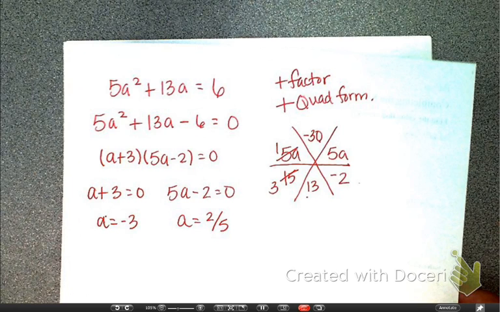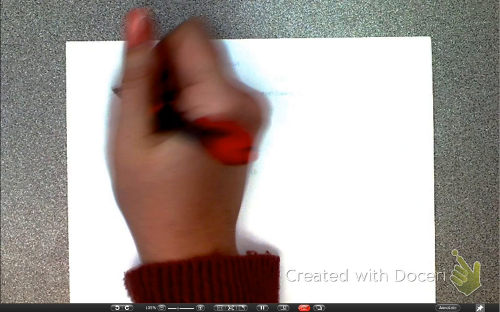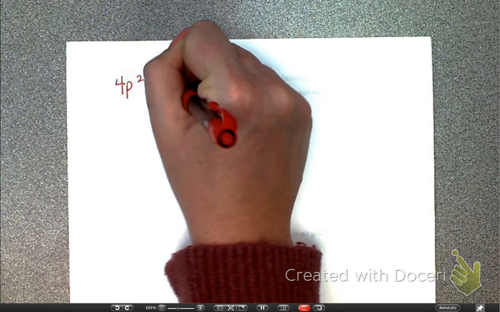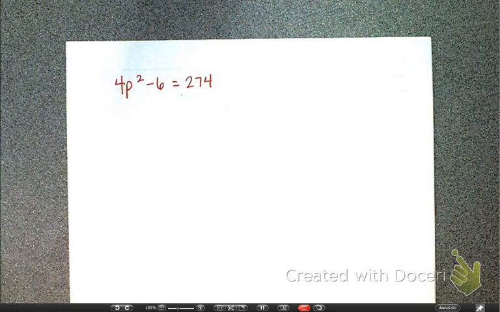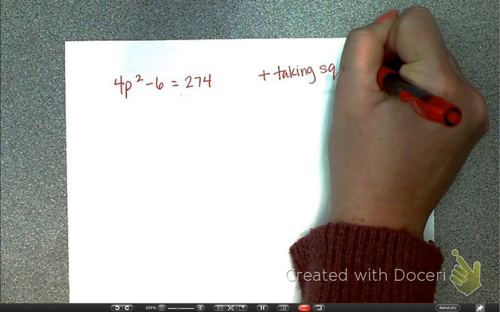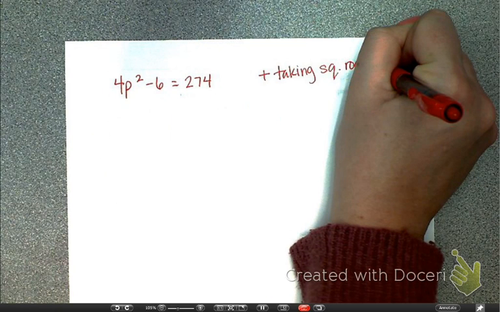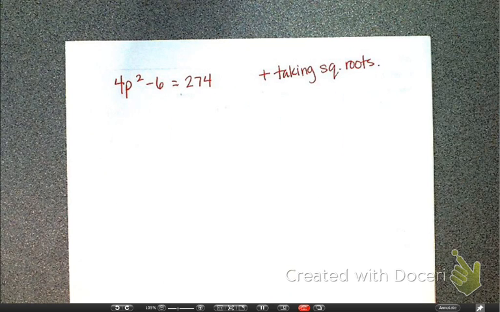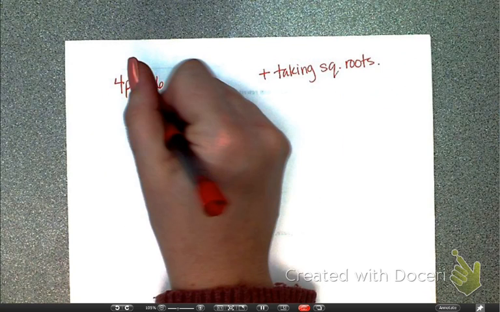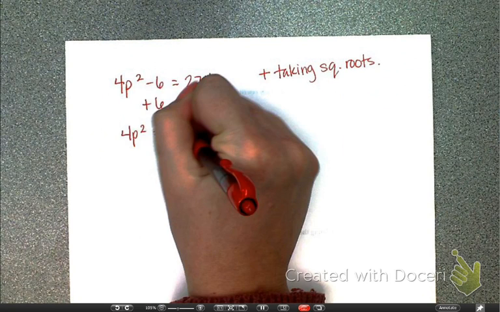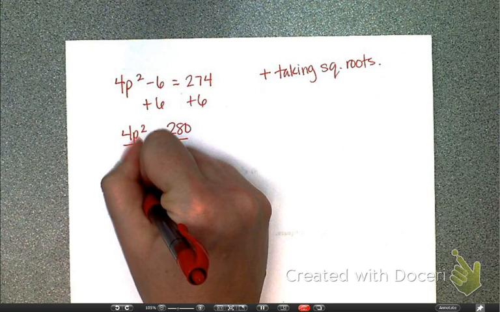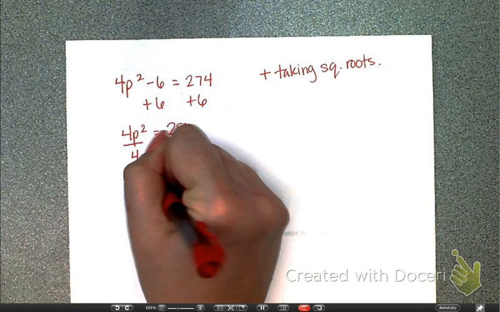Yeah. Okay. What about this one? 4p squared. Oh, you can. This one's taking square roots. So you add 6. We could factor, but it's not the easiest. So we would add 6 to take square roots. So 4p squared equals 280. Divide by 4. P squared equals 70. And then take the square root.